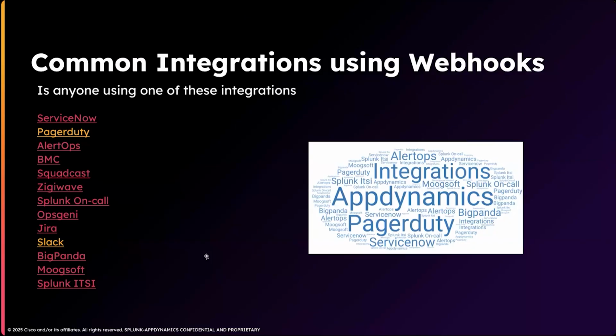BigPanda, Moogsoft, Splunk ITSI, those are all event correlation systems. Those are very popular in the marketplace too, because customers are listening to lots of signals from lots of different places, and they like to correlate those signals together. Let's correlate the signal from some sort of network monitoring with the performance monitoring that AppDynamics provides. So those are very, very common, used in the market, and I see those a lot within our customer base.